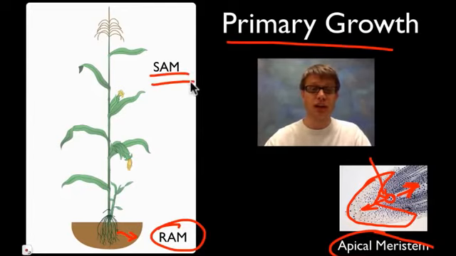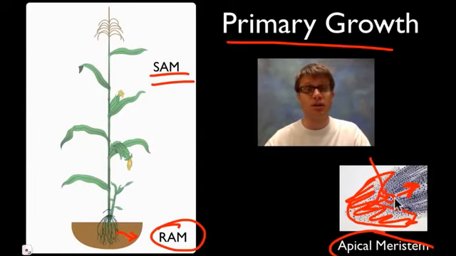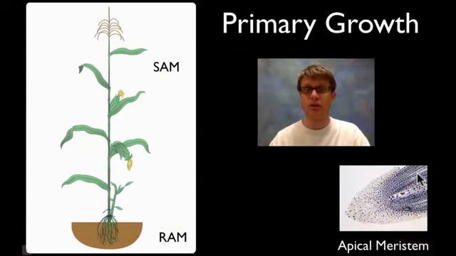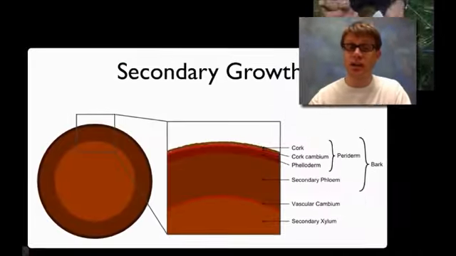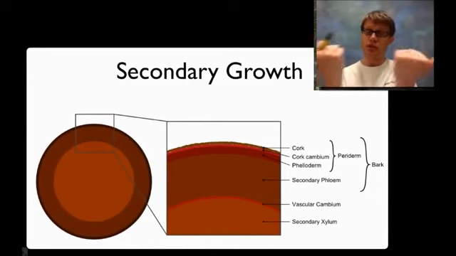If you look up at the SAM or the shoot apical meristem, it's not going to have this root cap because it doesn't have to, it's just pushing its way through air. But it's still going to have this meristem because it's producing new cells behind it, and as they mature, it gets bigger and bigger and bigger. So that's going to allow us to grow up and down, but we also have secondary growth. Secondary growth allows us to get wider.